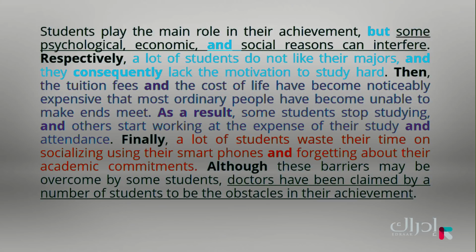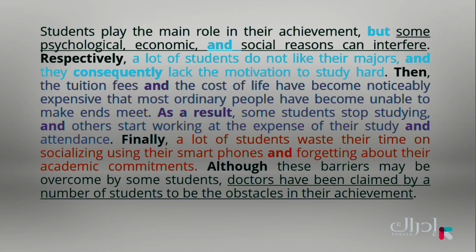Back to the first reason, the psychological reason, colored in blue, there is "and" preceded by a comma, connecting 2 sentences. A lot of students do not like their majors, and they consequently lack the motivation to study hard. Again, the signal word "consequently" is followed by a result, lack the motivation to study hard, and preceded by a cause. A lot of students do not like their majors.